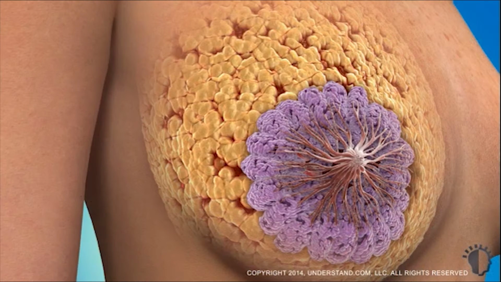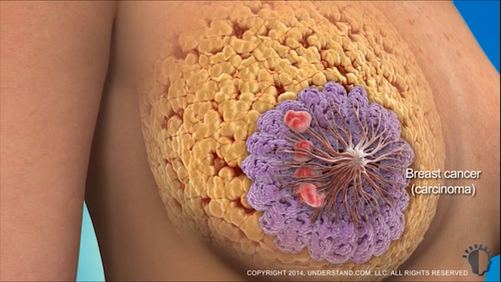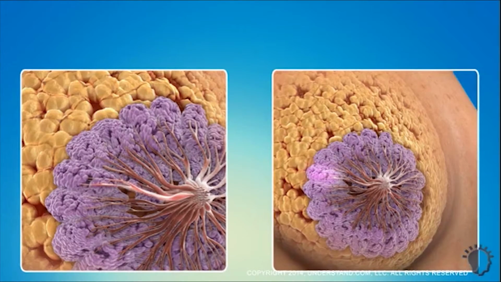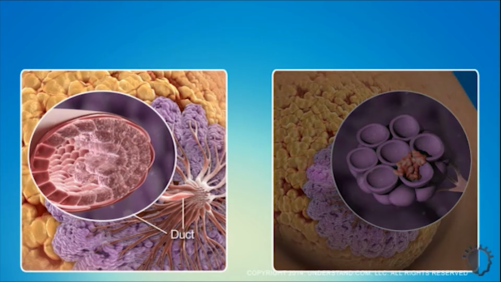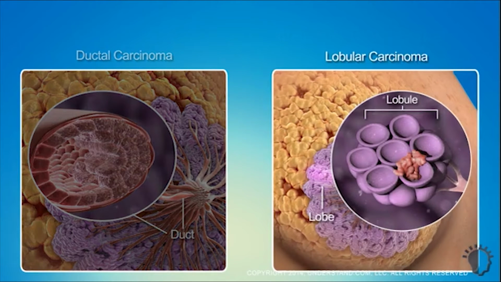Breast cancer, also known as carcinoma, is a general term for various types of malignant tumors that originate in the breast. There are 2 main types of breast cancer. The most common form starts in the ducts and is called ductal carcinoma. The second type is known as lobular carcinoma, since it begins in the lobules.